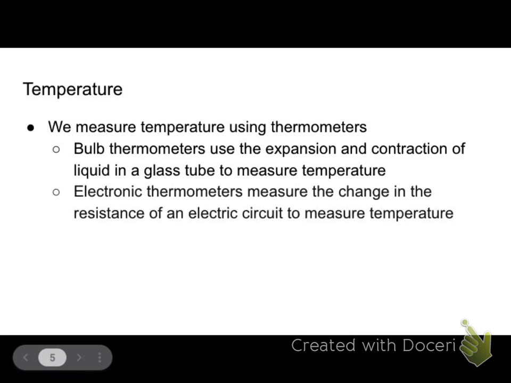Another thermometer that you may have run into is if you have electric thermometers at home, like the ones you put under your tongue that have a digital readout on them. What they are doing is they are measuring the change in the resistance of an electrical circuit. So when temperatures change, the difficulty of passing electricity through a circuit changes, and based on how that changes, the thermometer is able to give you a readout of your temperature.